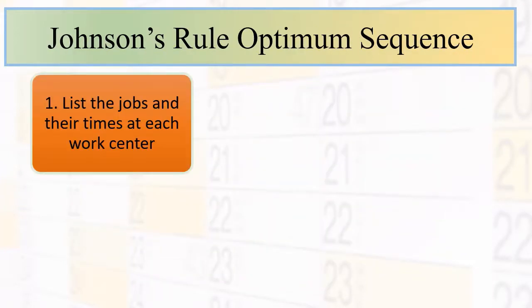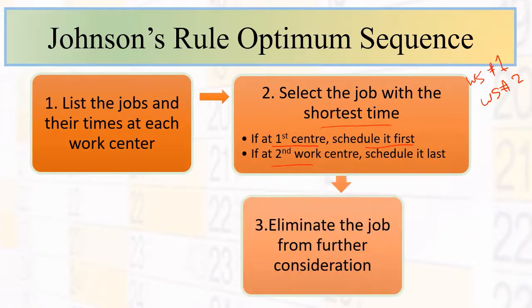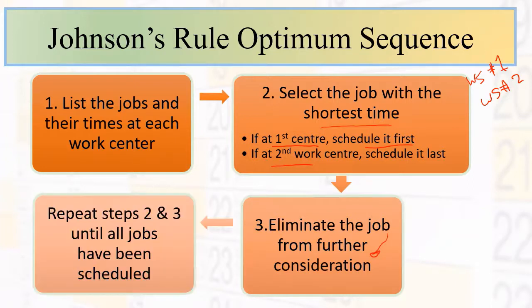So in here, what we're going to do, we're going to list the jobs and their times for each work center. As we said, we're only going to have 2 work centers because that's what Johnson's rule only works for. So we're going to have work center 1 and work center 2. And we're going to select the jobs with the shortest time. If the shortest time happens to be in the first work center, we're going to schedule it first. If it happens to be in the second work center, we're going to schedule it last. And then those jobs, we'll eliminate them from further consideration, and we keep doing this till all the jobs are scheduled.